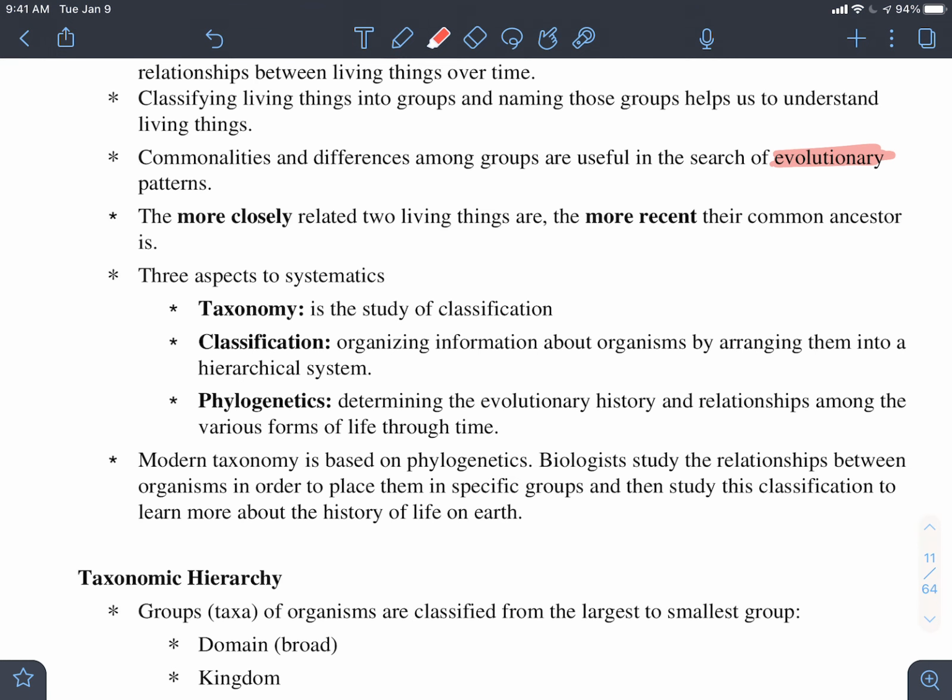So how are you going to classify? Classification is the process of organizing information about organisms and arranging them into some sort of hierarchical system. So bigger and smaller groupings. And then the study of phylogeny or phylogenetics, which is determining the evolutionary history and relationships amongst the various forms of life through time.